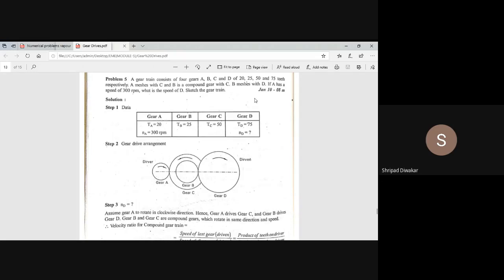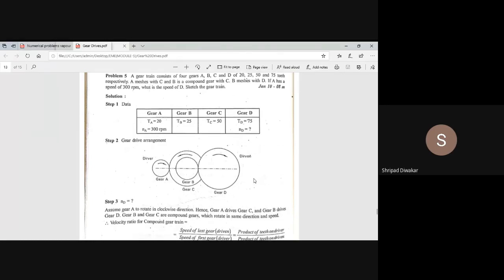So how to find out? They asked: if A has a speed of 300 rpm, what is the speed of D? So our aim is to find out the speed of the last gear. What is the speed of the driven gear?